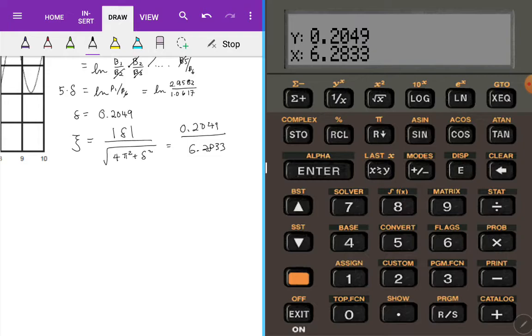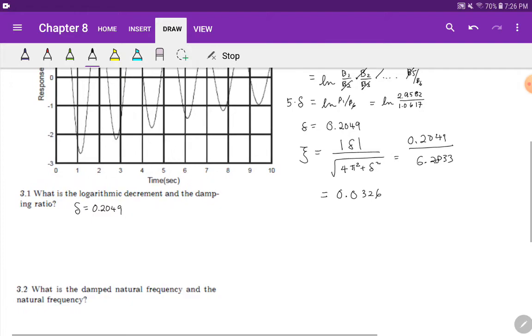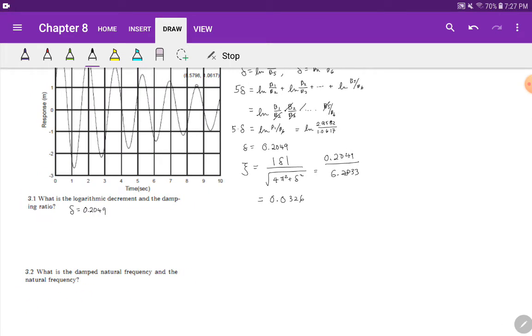I better do this in my head. So pi is about 3.14, and delta is a small number. Oh, amazing. I think it's right. Okay. So how do you get the zeta? You just go divide. Ha. Okay. So you get zeta is about 0.0326. Okay. After the video, I'm going to check whether I did everything right. If I didn't, I'll just remake the video.